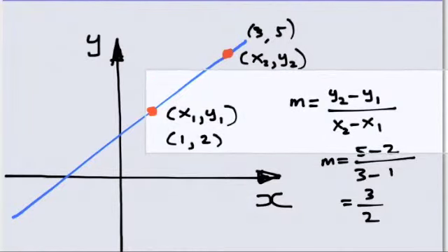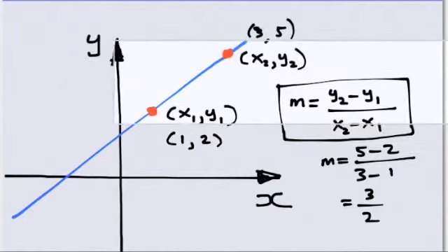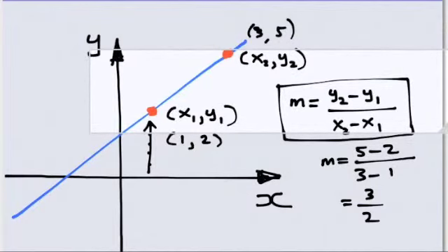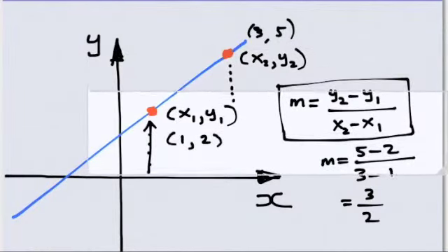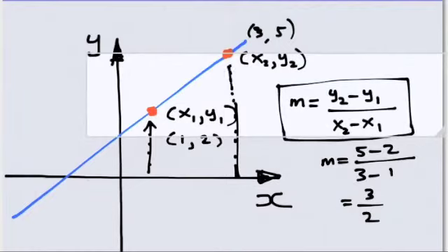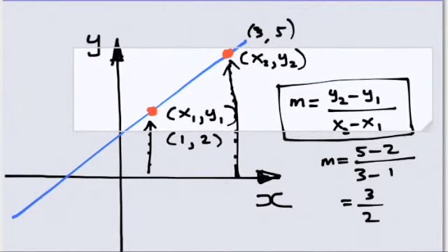Now let's look at this expression for gradient in more detail. y1 is the vertical height of point 1 from the horizontal axis, and y2 is the vertical height of point 2 from the horizontal x-axis. y2 minus y1 is the difference between those two vertical heights, i.e. the vertical distance between point 2 and point 1.